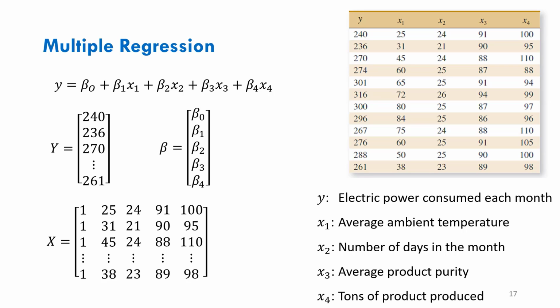We can perform the regression by using the matrix method. First, we form the matrix of response. Here we just have one column where the values are arranged 240, 236, 270 until 261. Similarly, we can write an unknown matrix of coefficients starting from the overall mean beta naught and then beta 1, beta 2, beta 3, beta 4 because we have 4 independent variables. But for the matrix of regressor X, we have ones in the first column. Then we arrange the values of x1 in the second, x2 in the third, x3 in the fourth, and x4 in the fifth column.